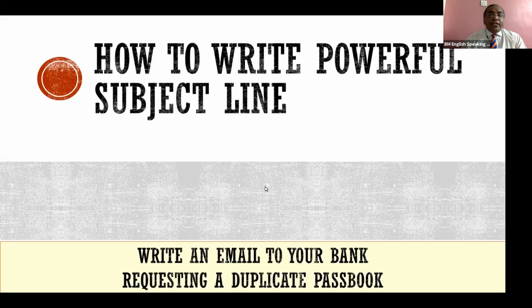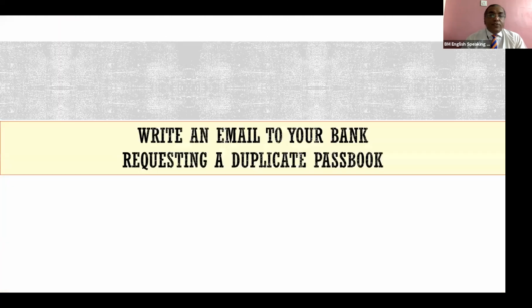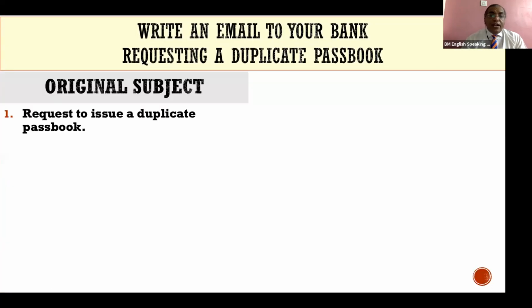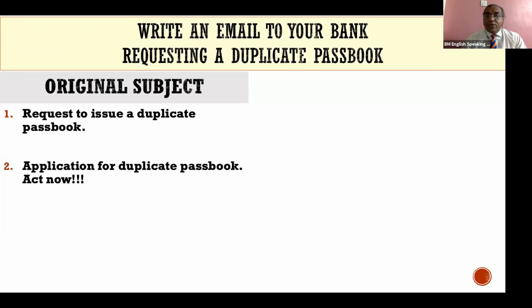Let's say you need to write an email to your bank requesting a duplicate passbook, and somebody has written this original subject: request to issue a duplicate passbook, application for a duplicate passbook, act now. What do you think? Which subject is good? I have opened up the chat right now. What is your opinion about these two subjects? Are they correct?